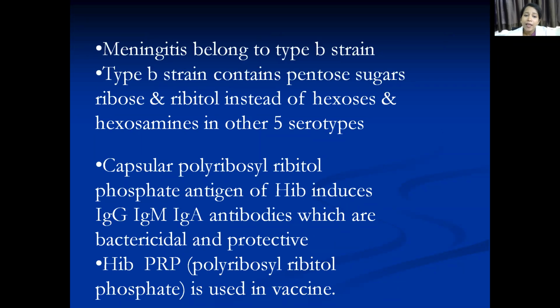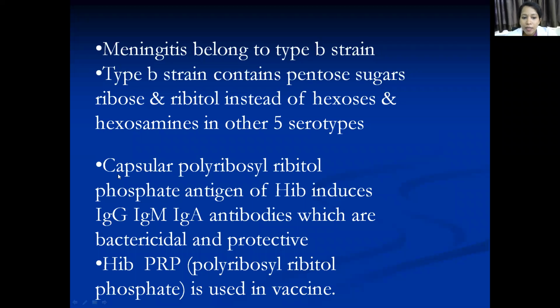Why are they more pathogenic, more antigenic? Because type B contains pentose sugars like ribose and ribitol instead of hexoses. Other types contain hexoses, whereas type B contains pentose sugars like ribose and ribitol. For this reason, they are more antigenic in nature.